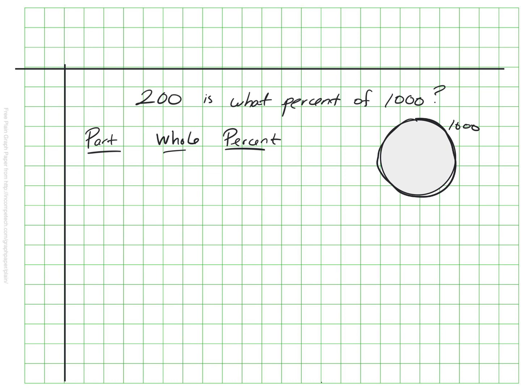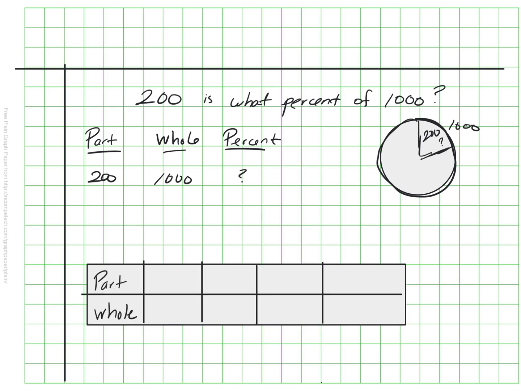So we know that the whole is 1,000. We know the part is 200, but we don't know the percent. I'm guessing it's going to be pretty small. 200 out of 1,000 is not that large. So it's probably going to be somewhere around here, but I don't really know, right? But I know that we're dealing with 200 out of 1,000. We have two strategies. The double number line is one and the ratio table is the other that we might choose to use. I'm going to use the ratio table.